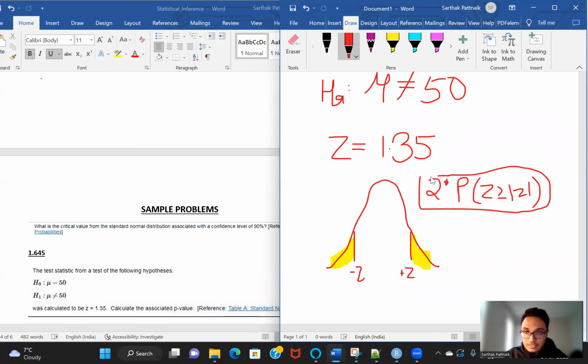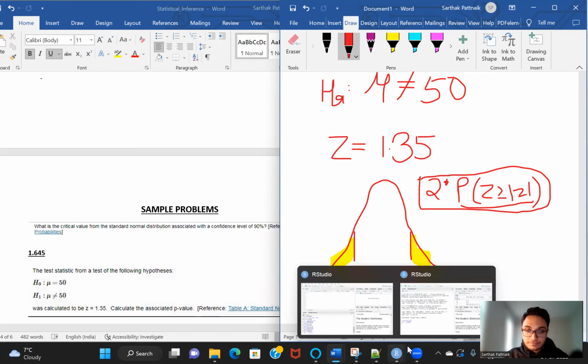So let us calculate this. We ultimately have to calculate this probability, or this area, where the point lies beyond the test statistic z. We have been given the test statistic and we need to calculate the probability. Which function in R should we use? The answer to that question is pnorm.